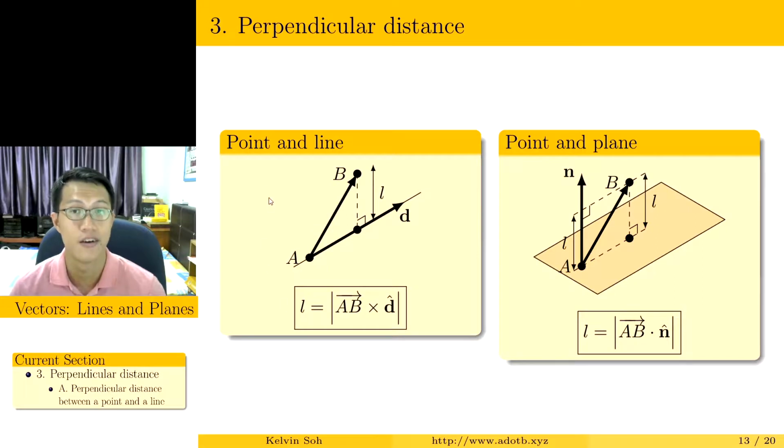So to summarize, for a point and a line, we find the vector AB, joining the point on the line and the point we are interested in, and use the cross product, AB cross D hat, and take the magnitude. This gives us the perpendicular distance L. However, when we work with a plane, because we work with the normal vector, it's no longer the cross product, it's the dot product, the length of projection that we want. So we use the formula AB dot N hat to get the perpendicular distance between the point and the plane.